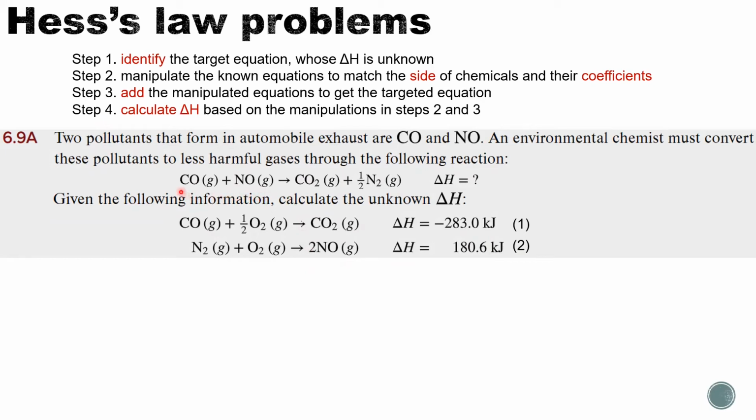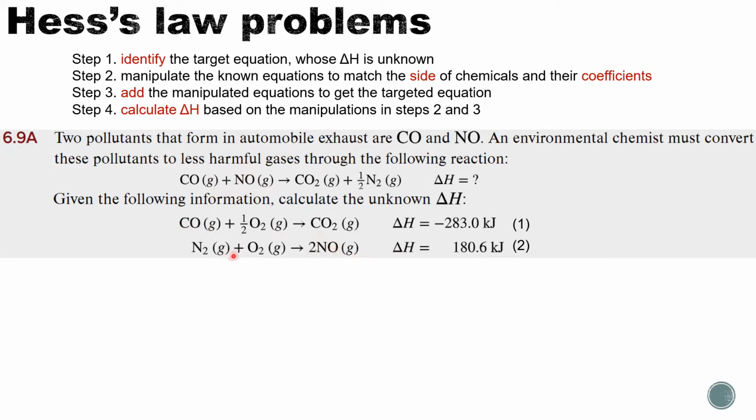Okay, so we can manipulate equation 1 and 2 to match the one in the target equation. CO is on the reactant side with a coefficient of 1. So we'll keep equation 1 as it is to match that. NO shows up in the left equation on the reactant side with the coefficient of 1. So for the second equation, I will need to decrease the coefficient of NO from 2 to 1 by dividing all the coefficients by half, and also the delta H2 by half.